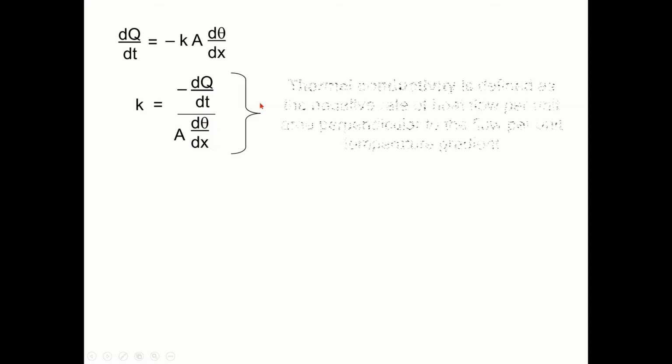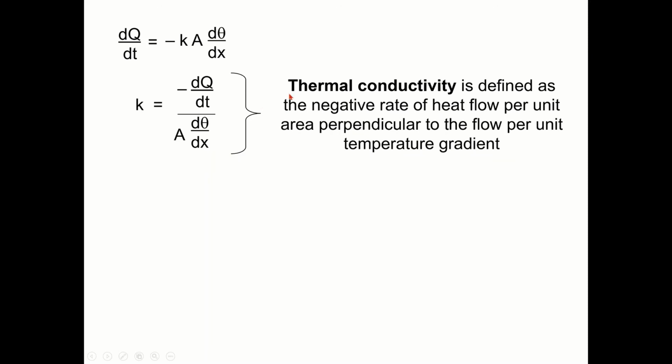From this equation, we can rearrange, and it becomes k equals negative dQ by dt divided by A dθ by dx. So we can write a statement for thermal conductivity. Thermal conductivity is defined as the negative rate of heat flow per unit area perpendicular to the flow per unit temperature gradient. So the rate of heat flow is this one, per unit area perpendicular to the flow, per unit temperature gradient.